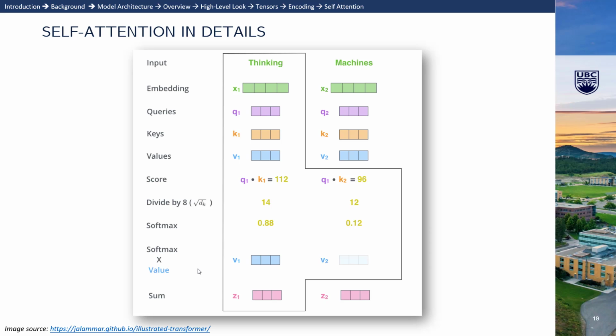The fifth step is to multiply each value vector by the softmax score. The intuition here is to stiffen the values of the words we want to focus on and dilute or drown out the irrelevant words. The sixth step is to sum up the weighted value vectors. This produces the output of the self-attention layer at this position. In the actual implementation, however, the calculation is done in matrix form for faster processing. We are going to explore that in the next slide.